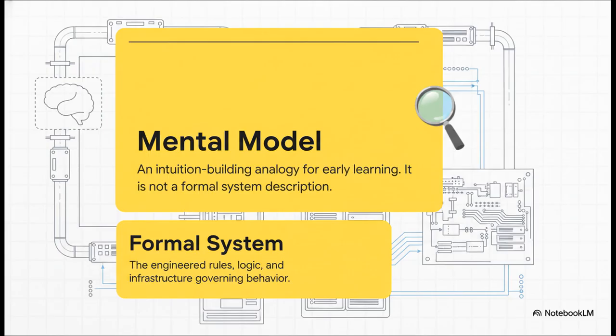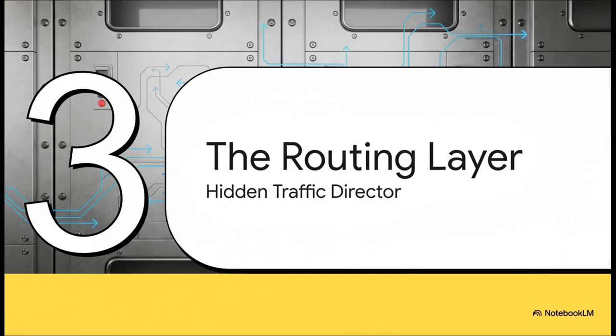Mental models are great starting points. Thinking of the AI as just a single brain helps you get started. But to understand these inconsistencies, we have to look past that simple idea and see the formal system, the actual engineering that makes it all work. Okay, so here it is.